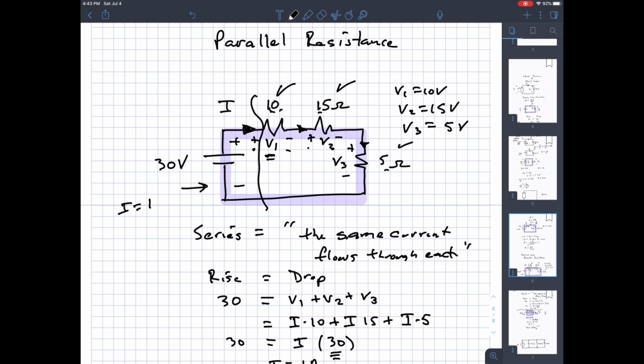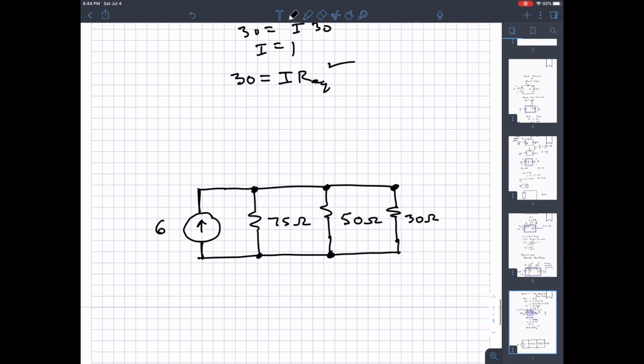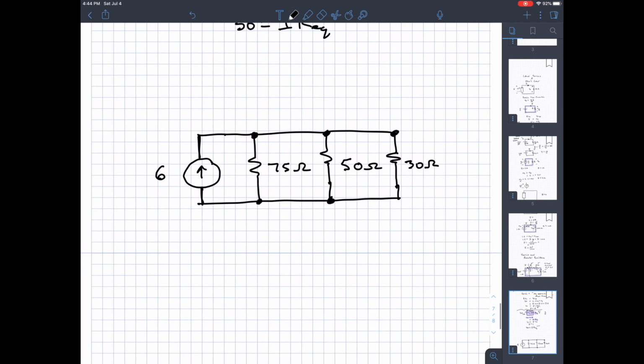The next thing I wanted to do is talk about the same idea only with parallel. With parallel, I'm going to start looking at a current source. You don't have to use a current source, it's just easier. So there's a current source, and we're going to connect the current source to an equivalent resistance.